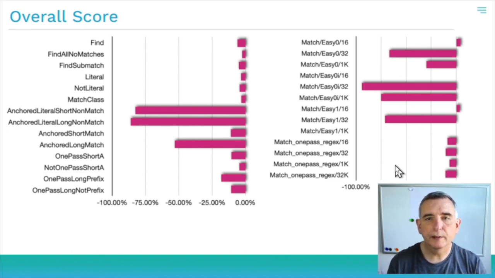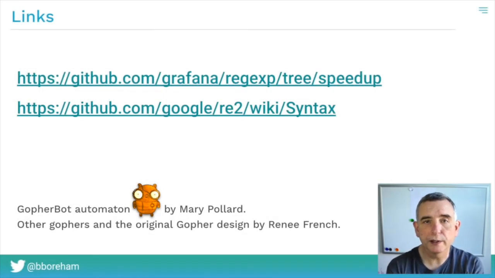So I would definitely recommend, if your project is speed dependent on regexp, that you take a look at what I've done. I'm really hoping some or all of this work can go into the next version of Go. But if not, I've made a repo, Grafana/regexp, and you can import that. That's basically a copy of the Go project code with all these changes on a branch called speedup. And I put a link there to the syntax definitions that we were looking at earlier.